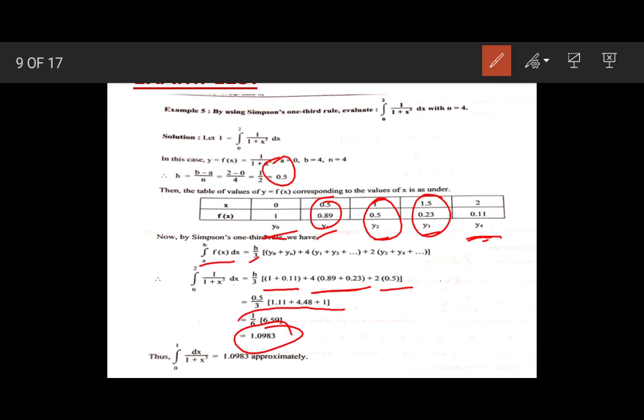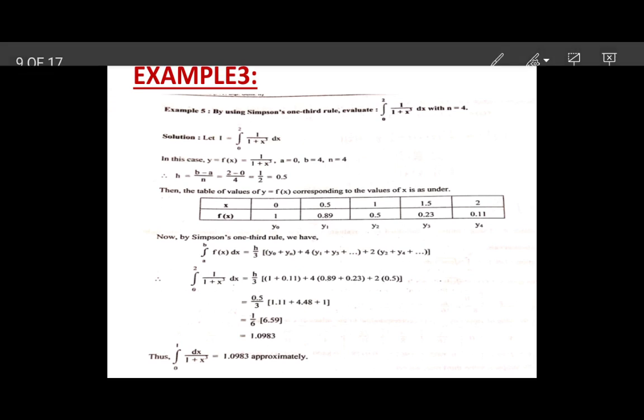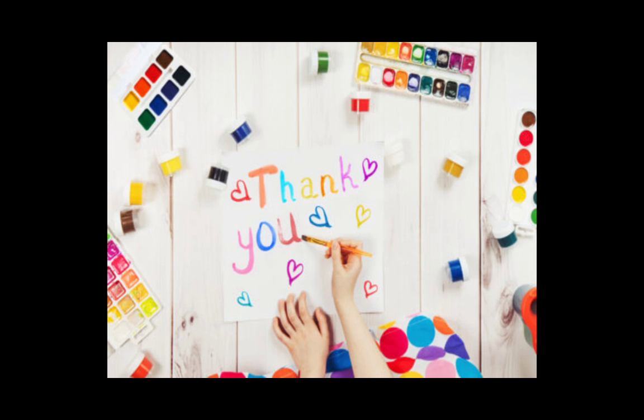So it will be 1.0983. So Simpson's 1/3 rule gives the answer as 1.0983. Okay. So with this I am concluding this Simpson's 1/3 rule.